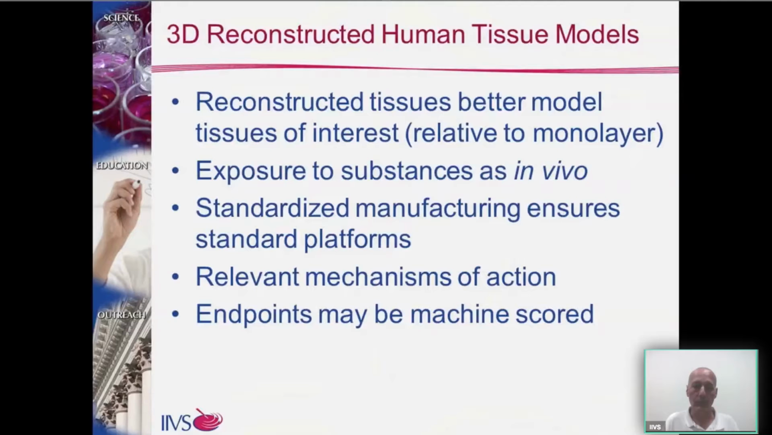Unlike the ex vivo tissues, standardized manufacturing ensures standard platforms, and so we can expect a high level of reproducibility owing to good manufacturing practices by the suppliers of these tissue models. And again, we have very relevant mechanisms of action, and in particular with human tissue cells or tissue models replicating the human in vivo setting, we may particularly have very specific human lock and key mechanisms of action available. And again, the endpoints may be machine scored.